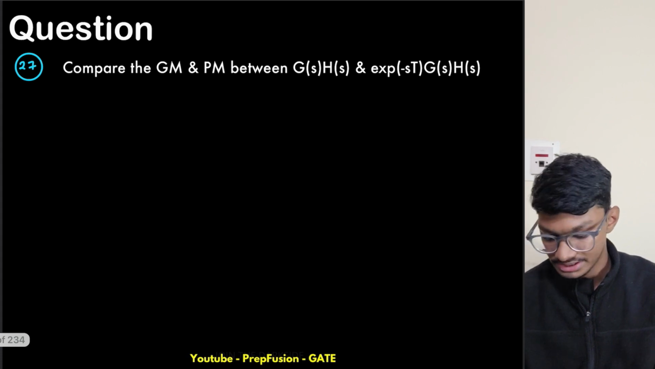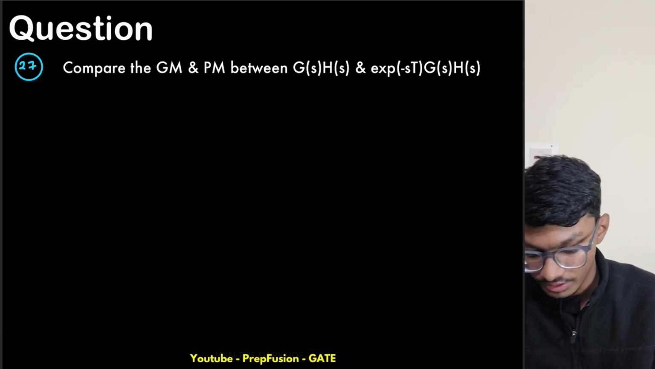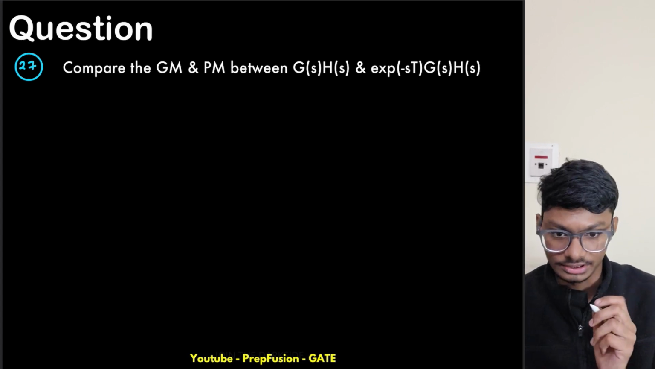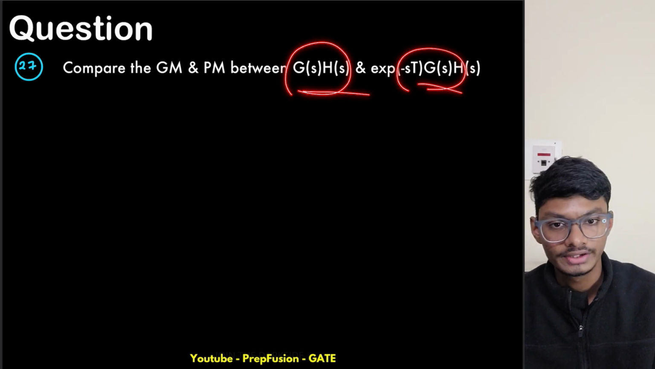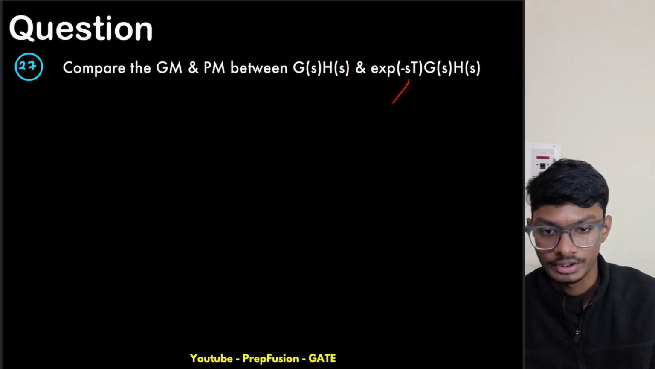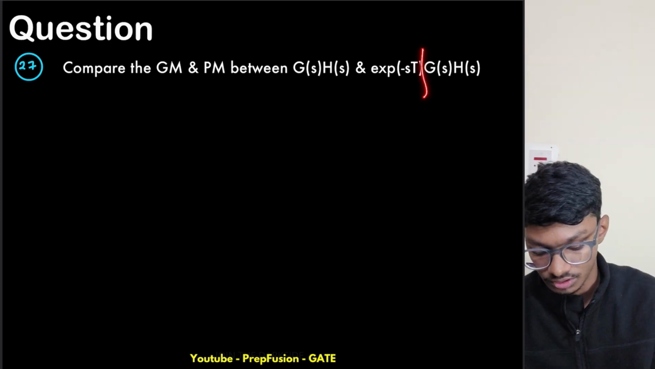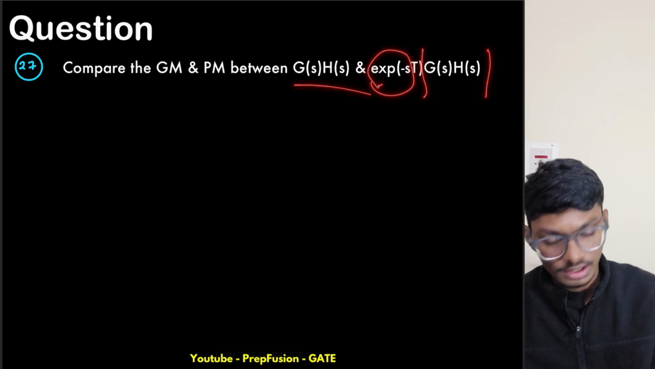So basically, what can you say without even doing anything? Can you comment on anything? You might ask what the gain of my OLTFs is. They are the same, because if I replace s equals to j omega, the magnitude of this is only the magnitude of this one. The magnitude of this exponential term becomes 1. So the gain is the same.